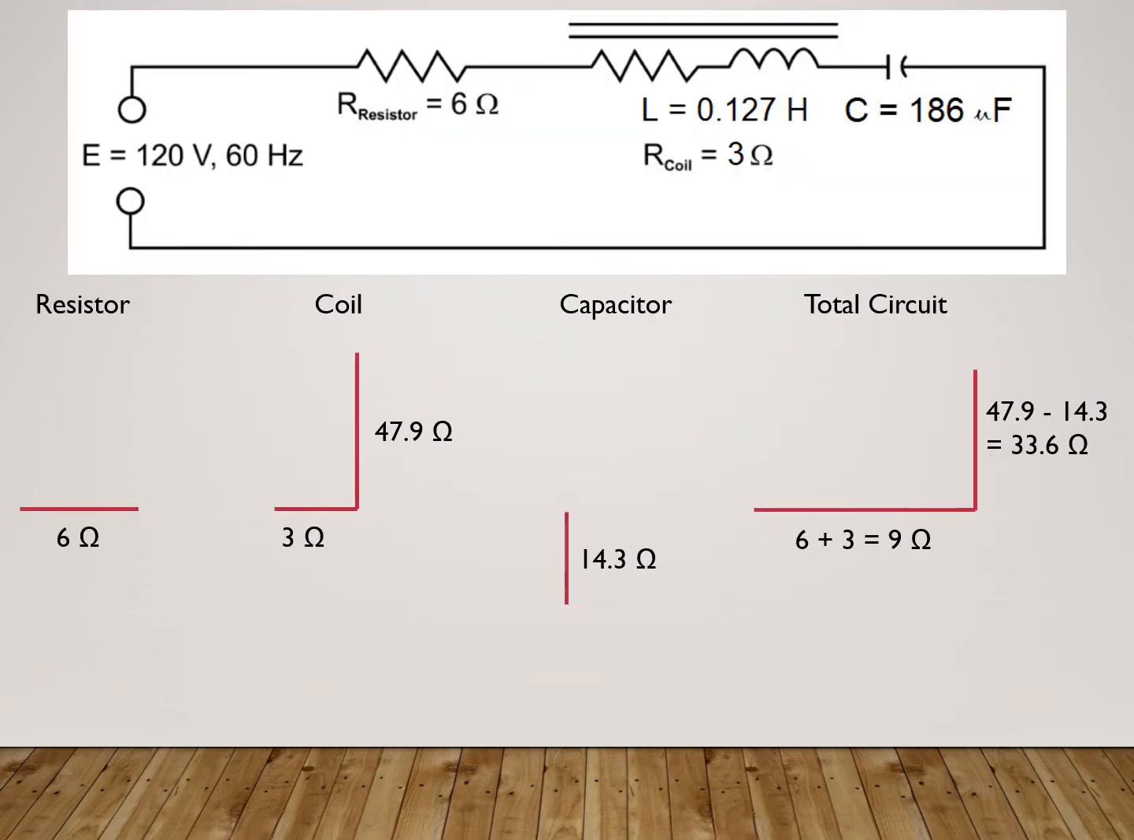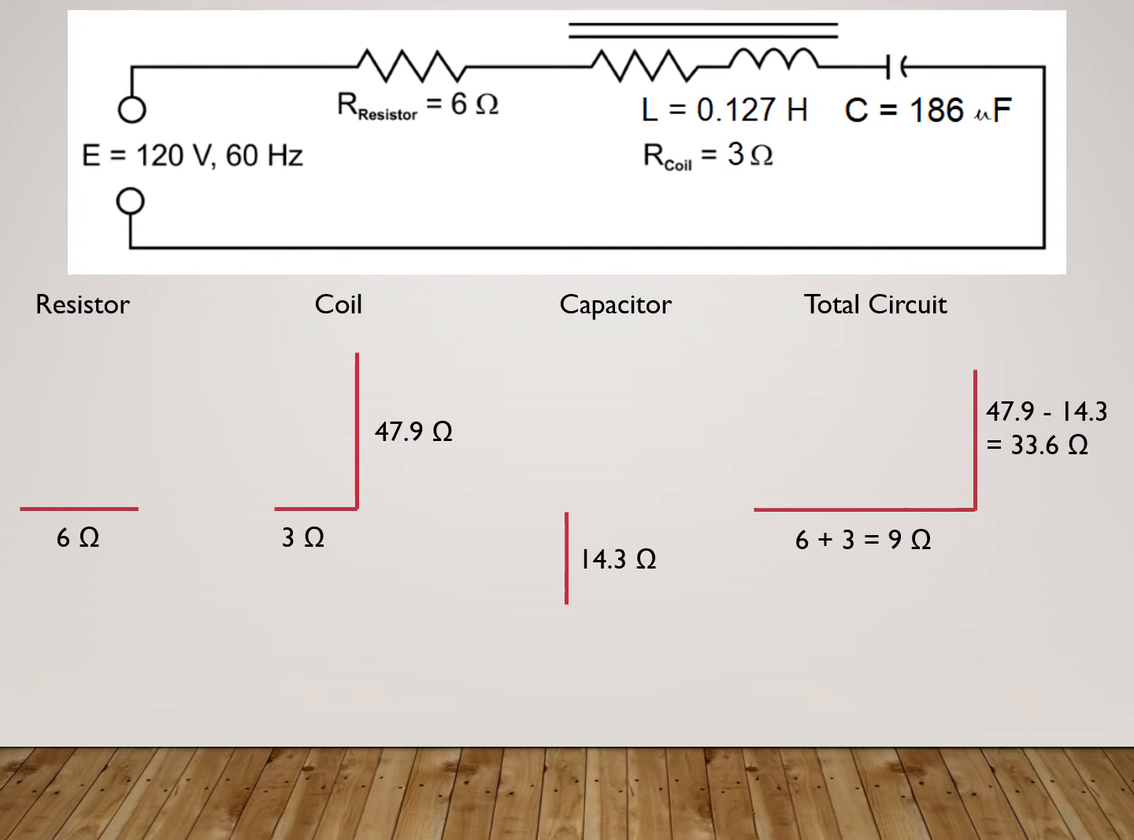Our first circuit is a resistor, a coil, and a capacitor all in series. Just like we did with RL circuits and RC circuits, the first thing we want to do with any series circuit is start with our impedance triangles. We have our resistor, and our coil, and a capacitor. So on these three items, we're going to put in our known values.